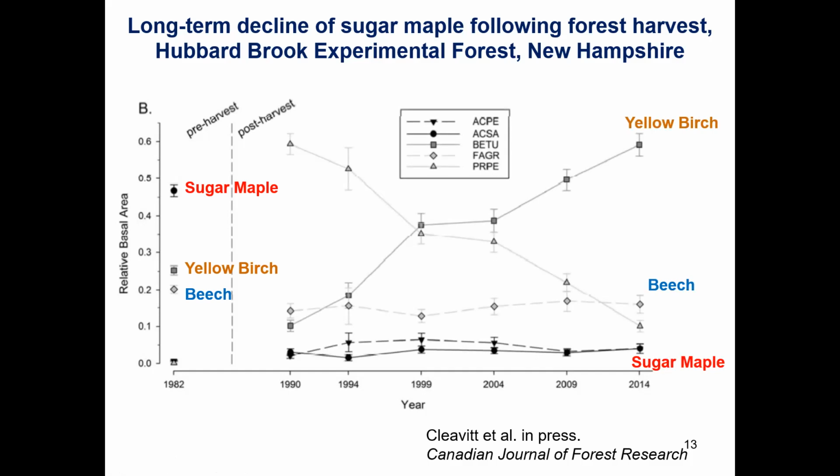It never really bounced back. And instead, the yellow birch seemed to take off. And they assumed that this was due in part to coincidental measurements of declines in calcium.